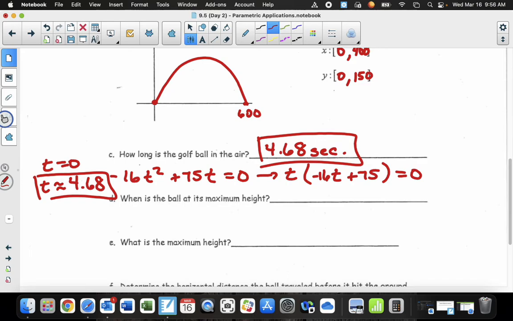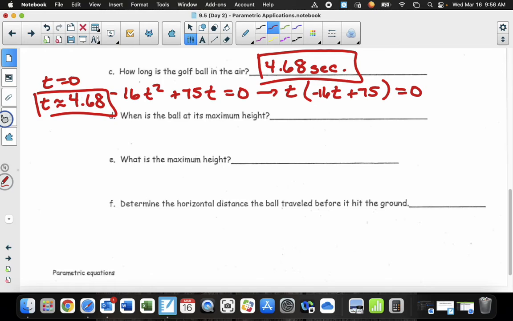That will always work. If you remember back, to find the vertex, I'm going to take our y equation. The x-coordinate of the vertex is the opposite of b over 2a. So in this case, negative 75 would be the opposite of b, and if I double a, I get negative 32. If you take negative 75 divided by negative 32, what do you get? 2.34, which is half of what the time was.